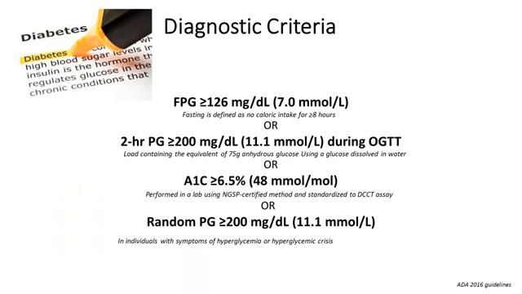Diagnostic criteria: if fasting plasma glucose is greater than 126 or a 2-hour glucose is greater than 200, either of those, particularly in the setting of an oral glucose tolerance test, is diagnostic for diabetes. If the A1C is greater than 6.5%, that also suggests diabetes, as does a random blood sugar of 200. With a random blood sugar of 200, we like them to also have symptoms such as peeing excessively and drinking excessively.